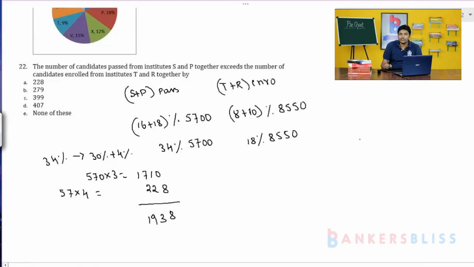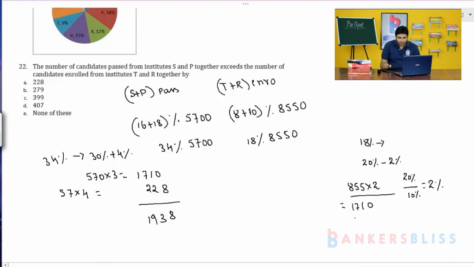So how do you calculate 18%? 20% minus 2% you can do. So 20% means 10% into 2, 855 into 2, which is equal to 10, 1 carry, 10 plus 1 is 11, 1 carry, 8 twos are 16 plus 1, 17, so 1710. Minus 2%. 2% means 20% divided by 10, so that is 171.